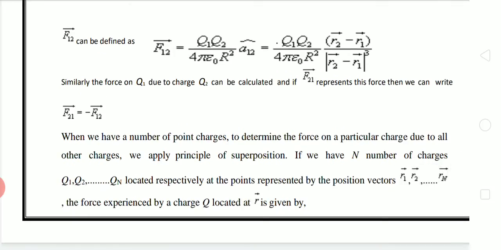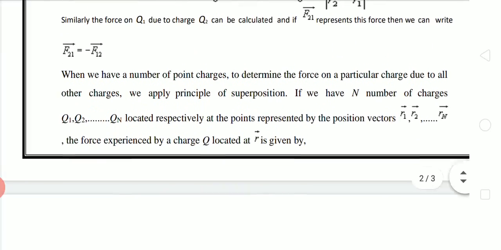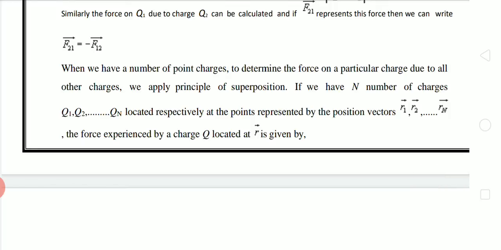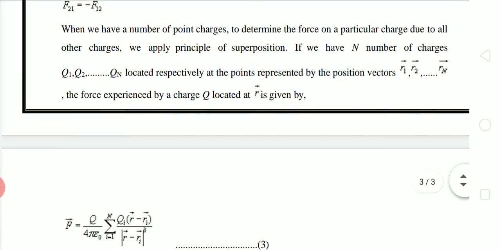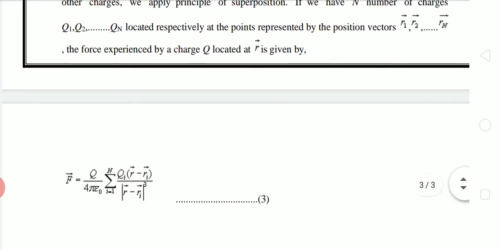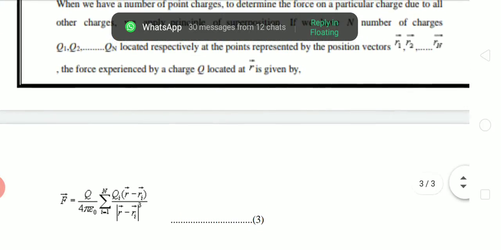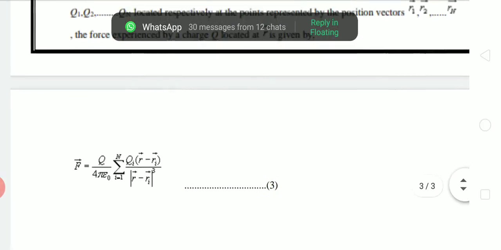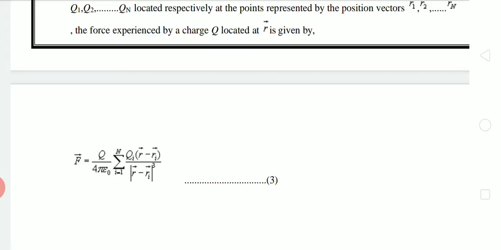When we have a number of point charges, to determine the force on a particular charge due to all other charges, we apply the principle of superposition. If we have n number of charges Q1, Q2 and so on up to Qn, located respectively at the points represented by the position vectors R1, R2, R3 and so on up to Rn, the force experienced by charge Q located at R is given by F bar is equal to Q by 4 pi epsilon naught, sigma i is equal to 1 to n, Qi into R minus Ri by modulus of R minus Ri whole cube.